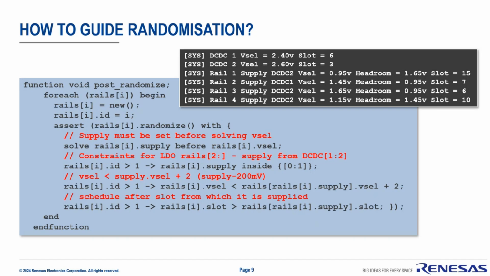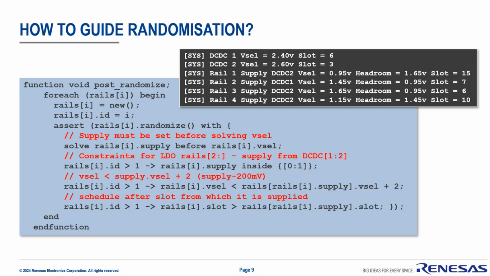Then we have another constraint to say that the vcell of any of these LDOs has to be less than its supply, the vcell of the guy that's supplying it, plus 2. So it's got headroom of 200 millivolts. That's your headroom constraint. And vcell is in steps of 100 millivolts. Yes, that's right. For those ones, I think it's a different scale for the LDOs and the DC to DCs, isn't it?